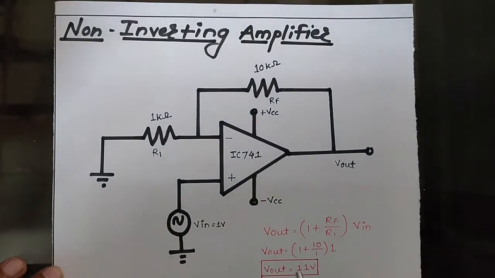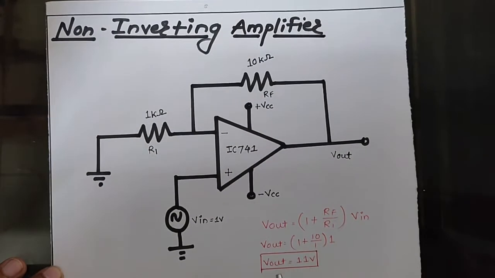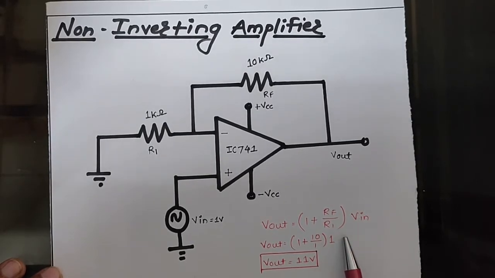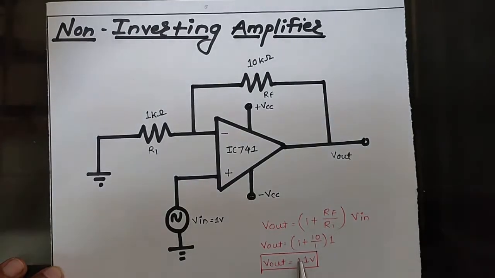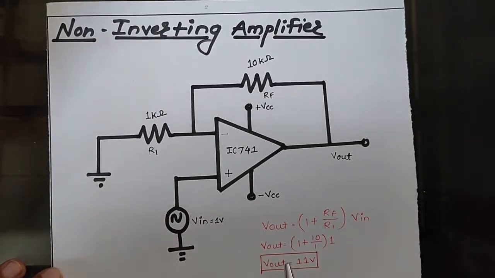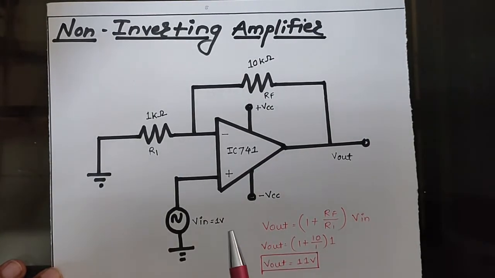When you calculate the output voltage from this equation, it will be equal to 11 volt when your input voltage equals 1 volt. Here your output voltage is plus 11 volt, which indicates it is a non-inverting amplifier, meaning your input is applied to the non-inverting input terminal. That indicates your input voltage and output voltage are 0 degree in phase.